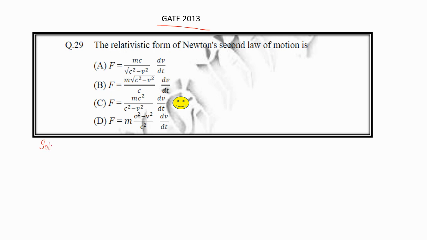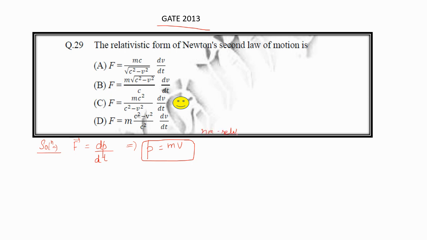So, you know that Newton's second law, force is equal to rate of change of momentum, right? This is Newton's second law. And momentum is equal to m into v, mass into velocity. Mass of an object and the velocity with which it is moving, both multiplied to give momentum. So this is the non-relativistic case.